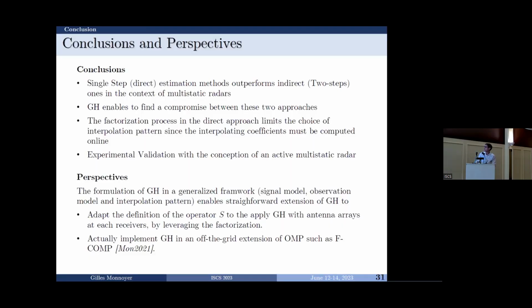Now for the conclusion. We showed how the direct method performs better than the indirect method for multistatic radar. We proposed the general framework of grid hopping and then particularized it to the factorization framework of the multistatic radar. We also validated the method with experimental measurements. For the perspectives, we can extend the model to include angle estimation in the projection model, which was put aside for now. We can also extend the algorithm to go off the grid, because this is something we did a few years ago, so we could combine the two pieces of research and use interpolation once again to leave the grid.